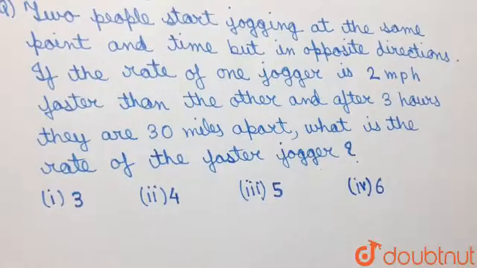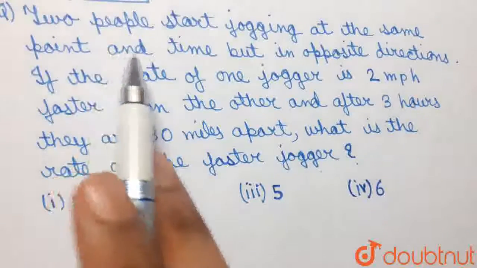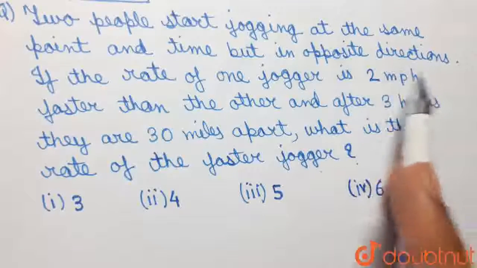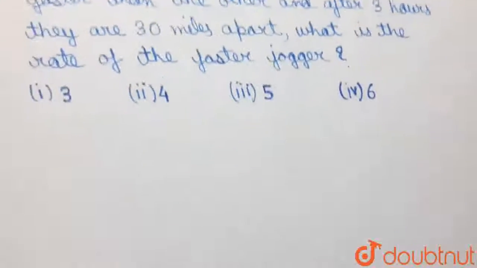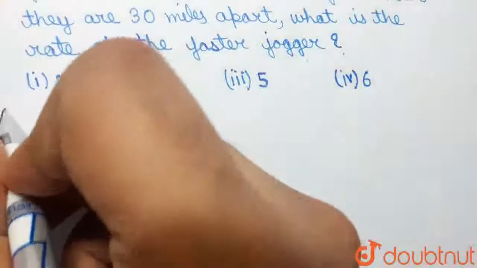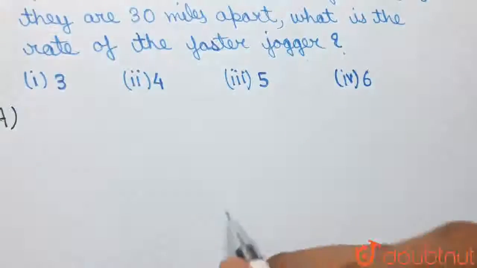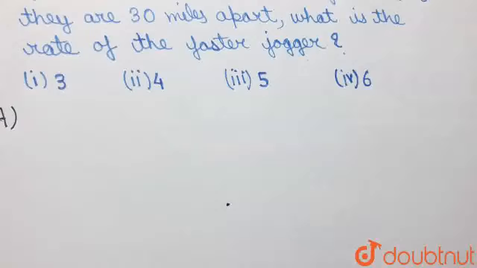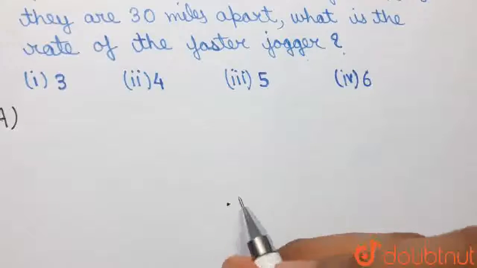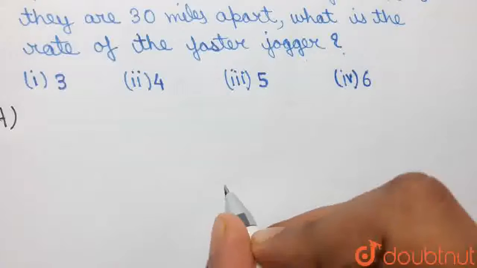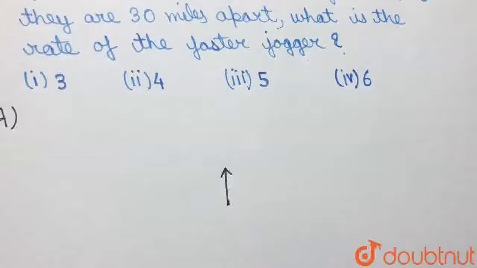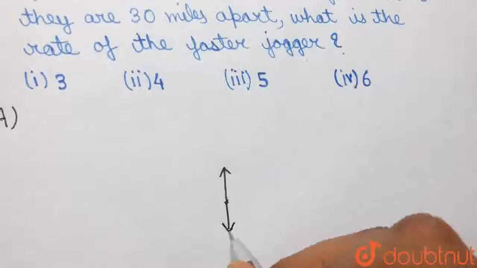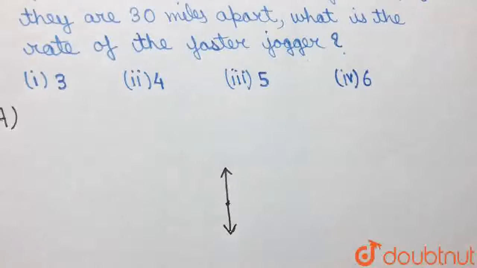Okay, so as per the question, there are two people who start jogging at the same point and at the same time but in opposite directions. Let us assume that this is the point at which the two people start jogging, and they start jogging in opposite directions. Let us assume that one of them goes forward whereas the other one goes backward. So they start at the same point and at the same time.